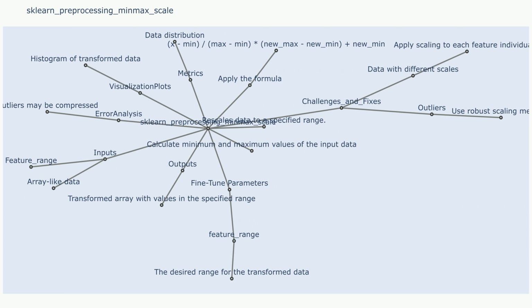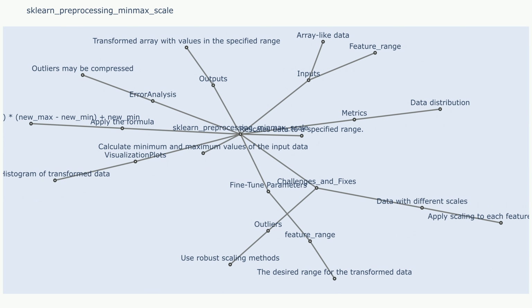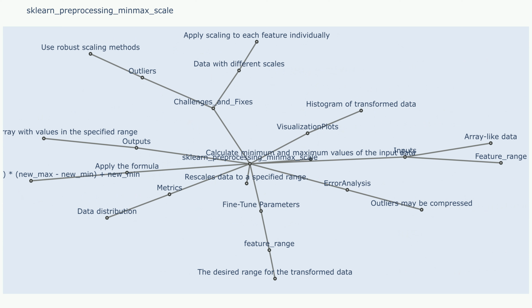Steps. Calculate minimum and maximum. The scaler determines the minimum and maximum values for each feature in the input array. Feature scaling: for each feature, the scaler applies the following formula to transform the values. Scaled value equals (value minus minimum) divided by (maximum minus minimum), times (new maximum minus new minimum), plus new minimum. Metrics. Scaled range: the scaled range of values for each feature after applying the transformation.